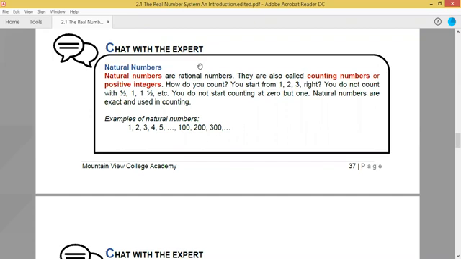Now how do you count? You start from 1, 2, 3, 4, 5, 6, 7, 8, right? You don't count with 0, 1/2, 1/3, 1/5, right?